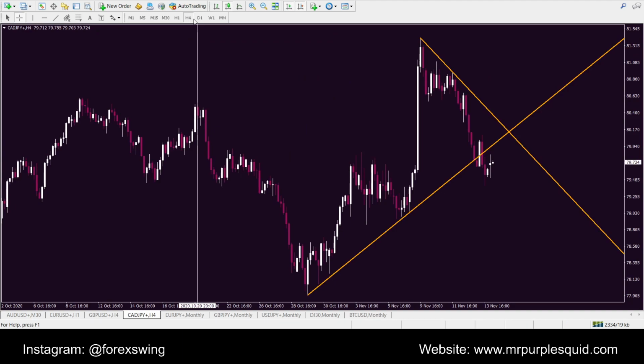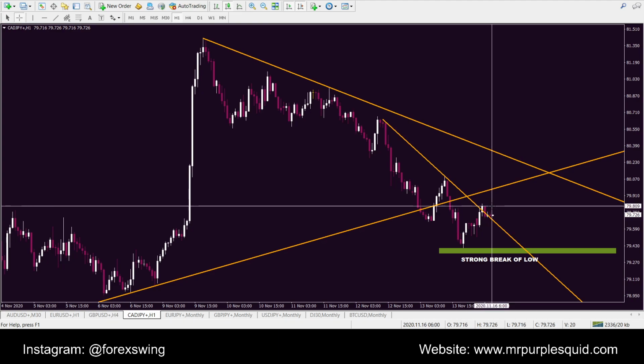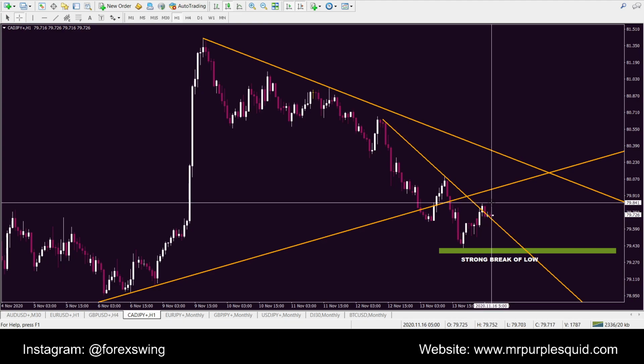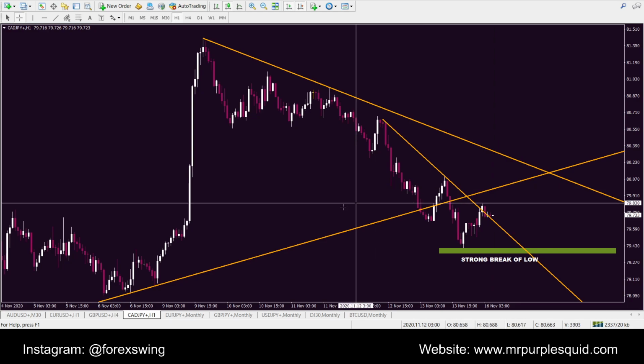So 8-4. So this is a setup. If I get a break of this low, yeah, I will take a sell. And price can do anything. Price can continue up or whatever, but I'm fine. Not interested in a buy at this time.